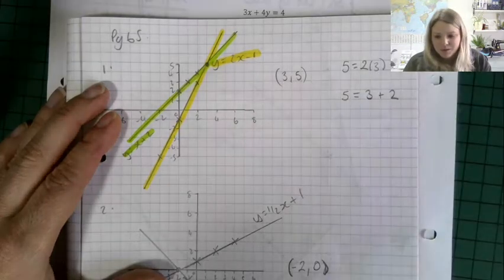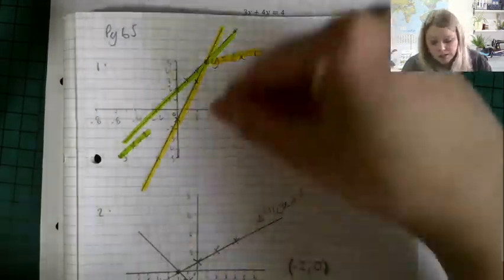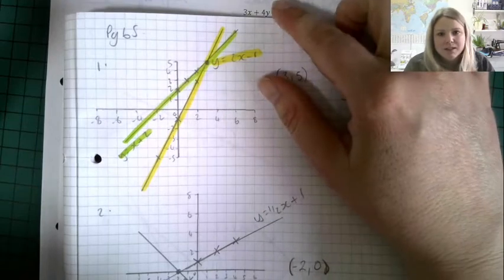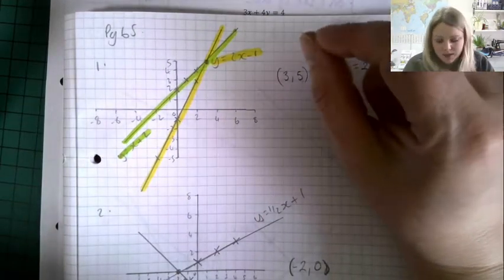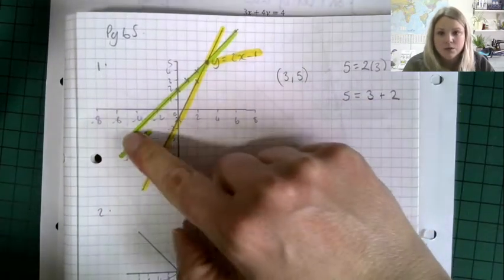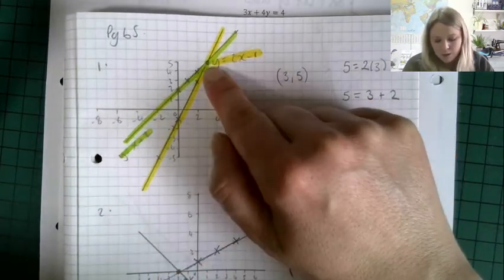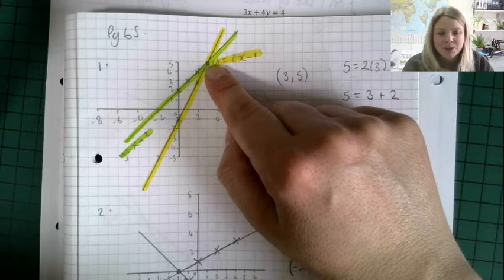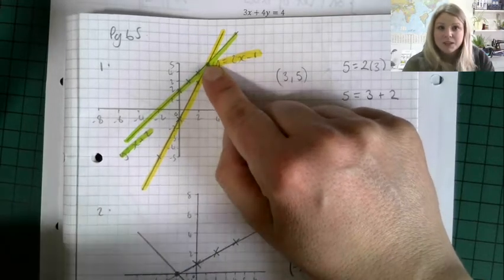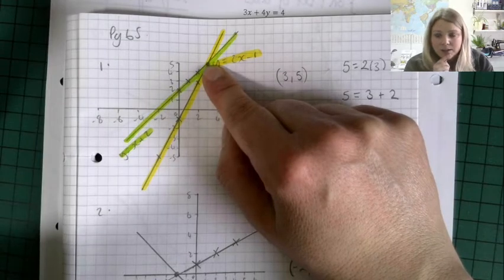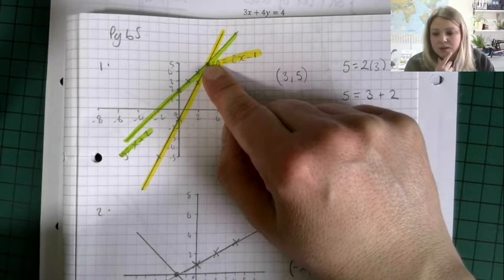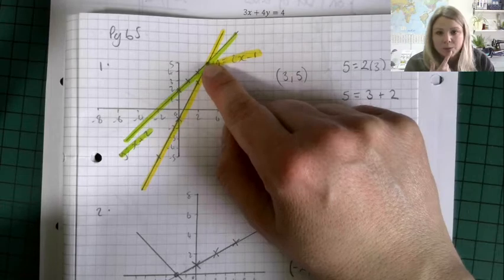Hi, Year 10. So, on Friday we looked at how, whenever we have two simultaneous equations, one way we can solve them is to draw the lines of the two equations and see where they meet. Because the point that they meet at is going to give you a set of coordinates, an x value and a y value, that satisfy both equations.